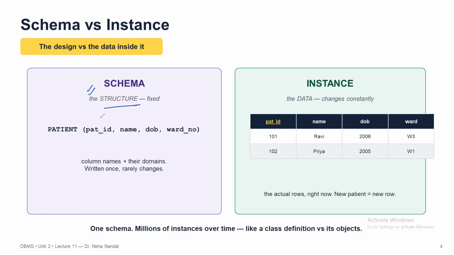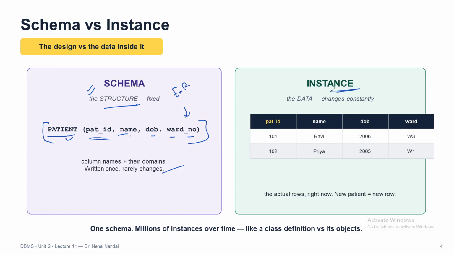Schema is a structure. So patient and its attributes will tell you the schema of our table. Correct. That is patient and its attributes: patient ID, name, date of birth, and ward number. Column names plus their domains. And it will rarely change. If we are going to update something, yes, we can do it. There are commands in databases, utilizing which we can change it. But usually it should be fixed. If our ER design is fixed, then it will be fixed.